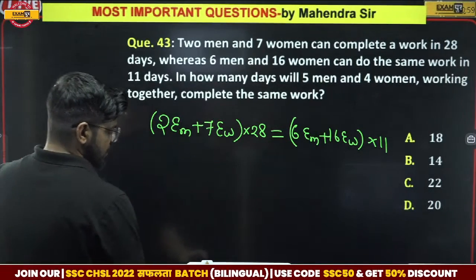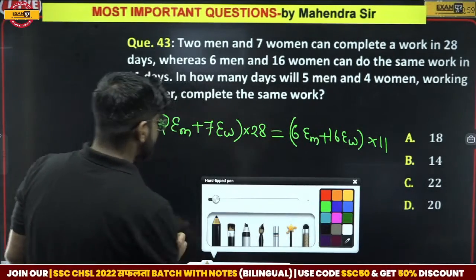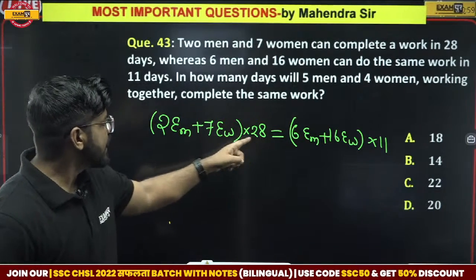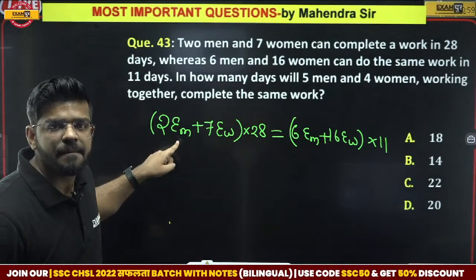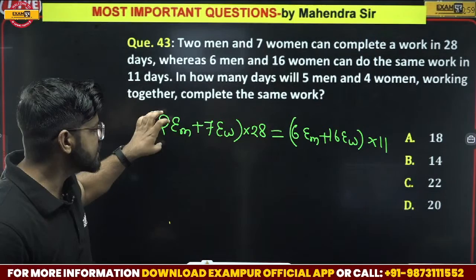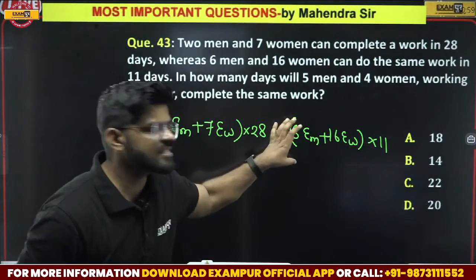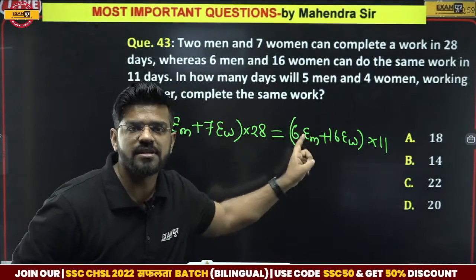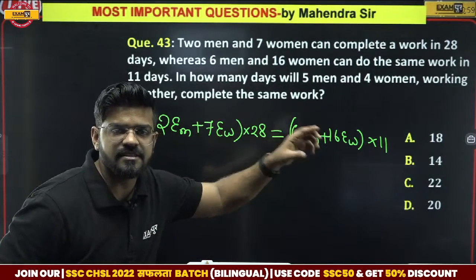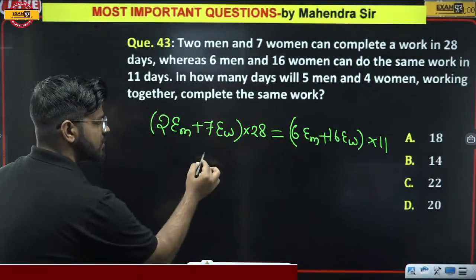Super. Now we are solving it in one line. 28 into 2, 56 EM. Here we have 56 EM. Here we have 66 EM, 11 into 6. 56, 66. What is the remaining? 10 EM.